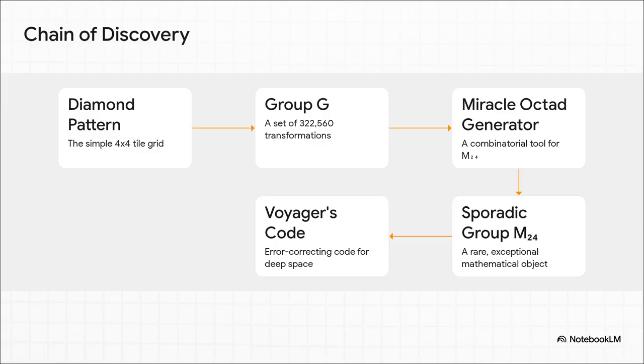So let's just step back and look at this insane chain of connections. You start with a simple quilt pattern. That pattern has a certain kind of symmetry, a transformation group. It turns out that group is a key piece of this thing called the Miracle Octad Generator. The MOG, in turn, helps us build one of the rarest things in math, the sporadic group M24. And M24? Well, M24 is the mathematical heart of the Golay code. That's the error-correcting code that let the Voyager probes send back clear photos from the absolute edge of our solar system. From a quilt to Voyager.